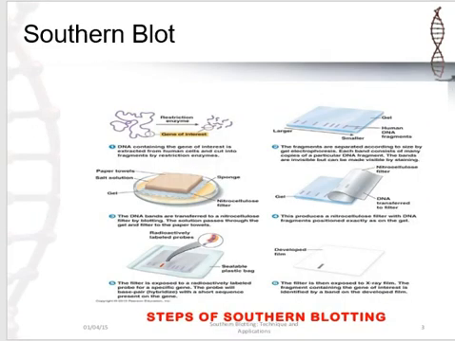So let's first talk about southern blotting. In southern blotting, we break our DNA into small fragments. We separate the area of interest. We then label it with a fluorescent tag. We transfer that onto filter paper, and then we can look at it.